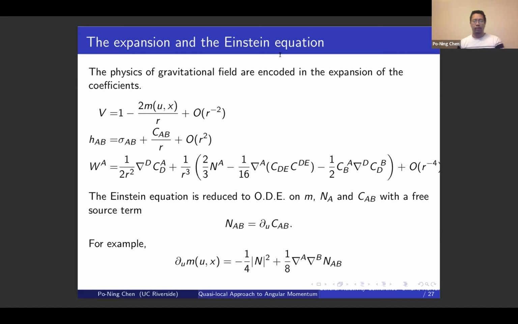For example, the derivative of the mass aspect satisfies the following: some combination of double divergence of the news minus the norm squared of the news. And there's a similar formula for the du of N_A, which I will omit here. Okay. So these are very convenient computationally. Of course, this only solves a portion of space-time near null infinity. Whether or how you can fill in is a different matter that we will not touch today.